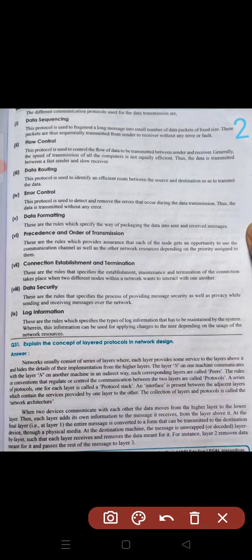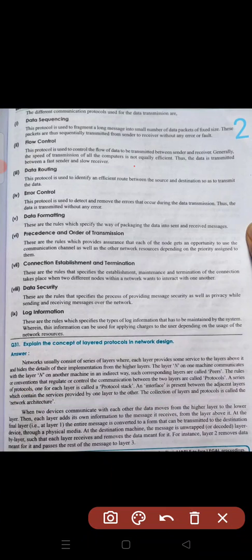When two devices communicate with each other, the data moves from the higher level to the lower. Each layer adds its own information to the messages it receives from the layer above it. At the final layer, the entire message is converted to a form that can be transmitted to the destination device through a physical medium. As we learned, in a communication process there should exist a physical medium for data transmission. At the destination machine, the message is unwrapped layer by layer.